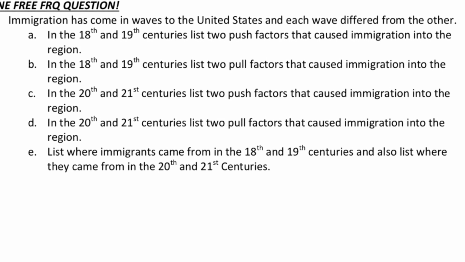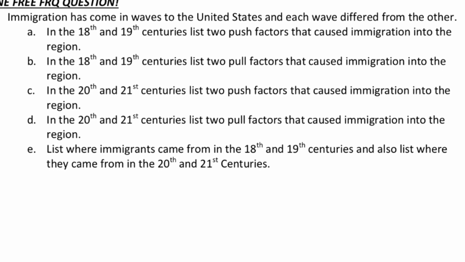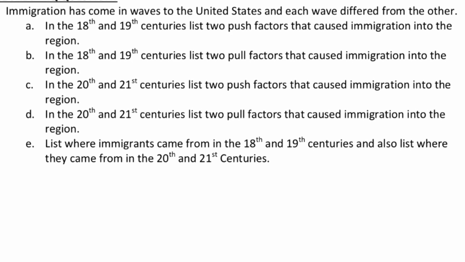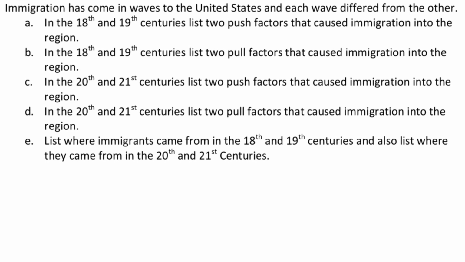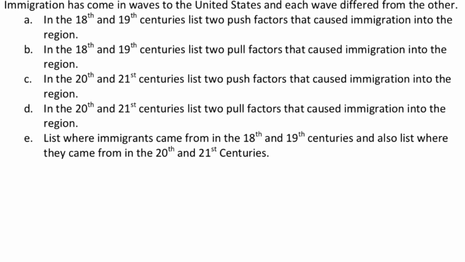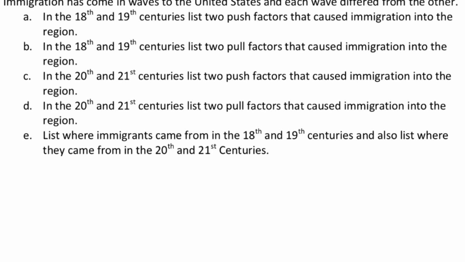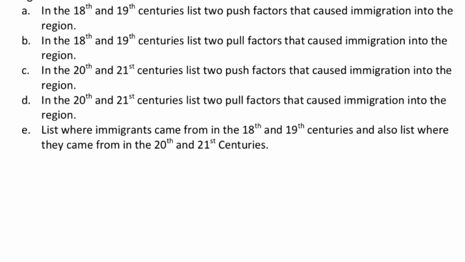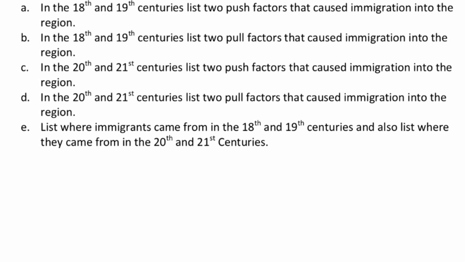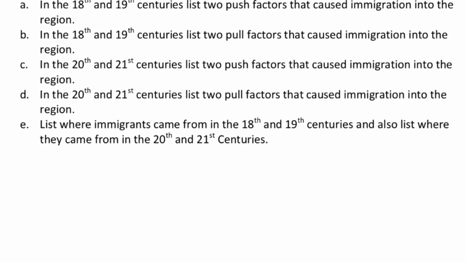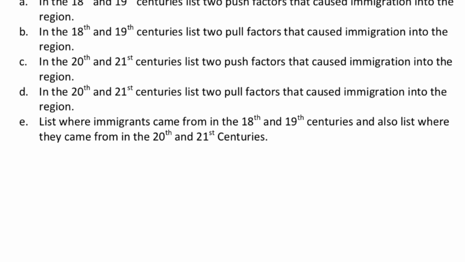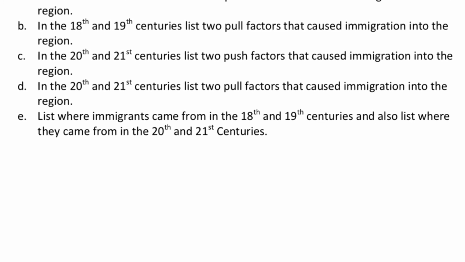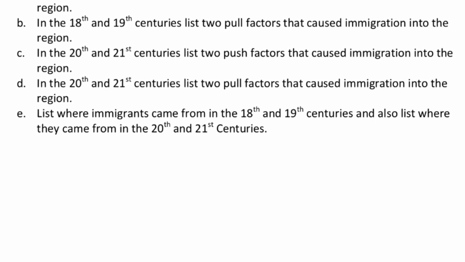Then letter E, list where immigrants came from in the 18th and 19th centuries, and also list where they came from in the 20th and 21st. So we're looking for a list for both of these. In this, you'll say in the 18th and 19th century, most of the immigration was coming from Europe. In the 20th and 21st centuries, most of the immigration is coming from Latin America and Asia. It's important that you identify both of those. Again, 18th and 19th century coming from Europe, 20th and 21st century coming from Latin America and Asia. Make sure that you get that down.